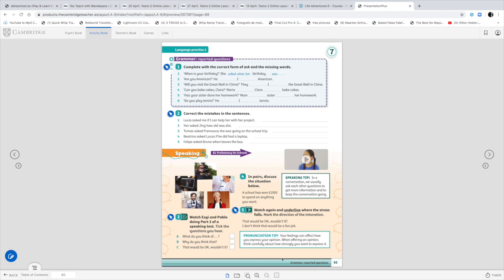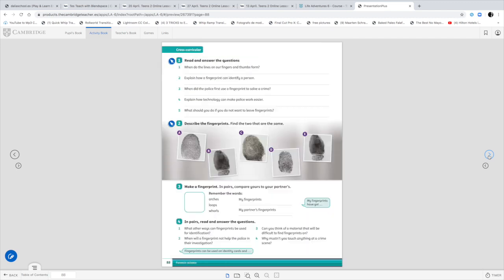Just turn to the next page and we'll do exercise 1 and 2, not the speaking, okay? So you will transform these questions into reported questions, okay? Then you will correct the mistakes in the sentences. You recopy the sentence with the mistake corrected.